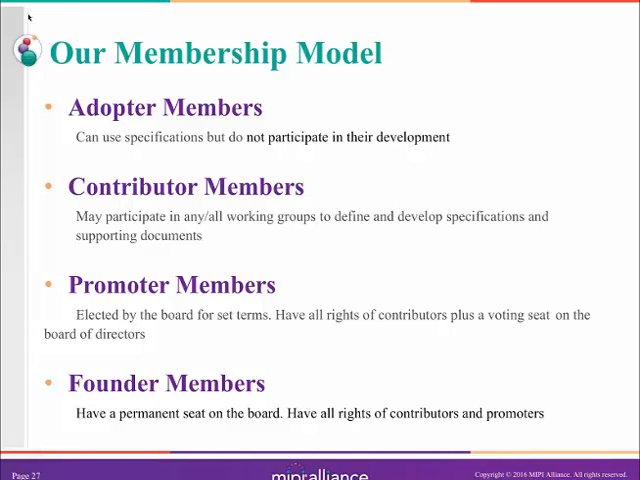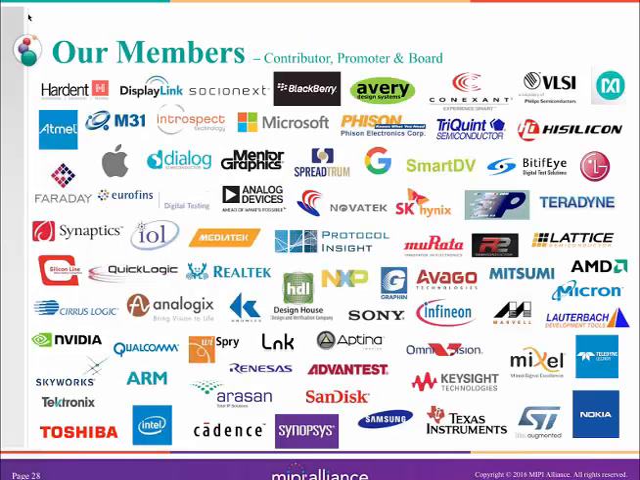I won't dwell on this as well, but we have 4 different levels of membership: adopter, contributor, promoter, and founder. The real difference between those 4 is those who are participating in the development of specifications, contributors, promoters, and founders, and those who just receive the specifications once they're adopted, being the adopter members. And the next slide represents just the contributor, promoter, and board members. We have probably a 3-to-1 level of adopters who aren't pictured here, but you can see the range of both small and large companies who are participating in actively developing the specifications. If you go to the next slide.